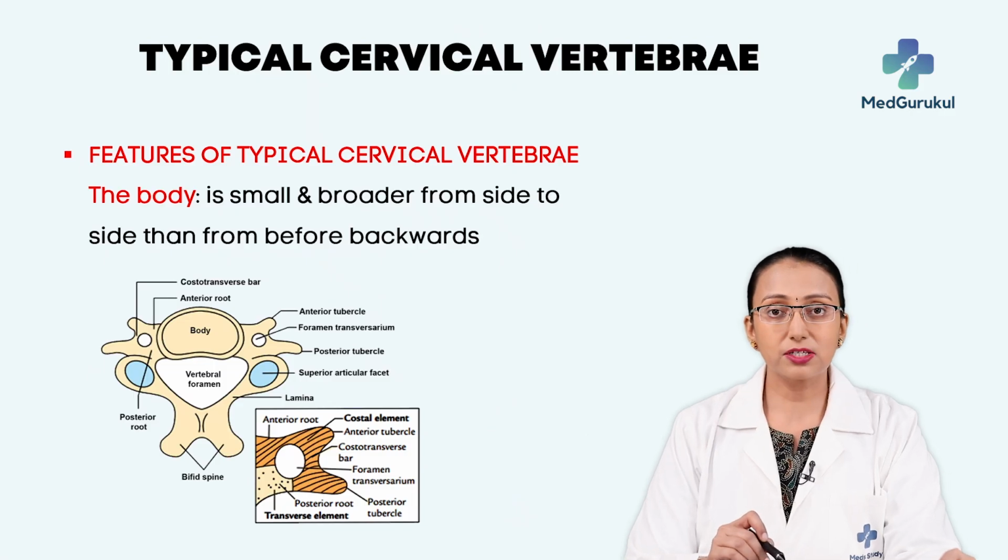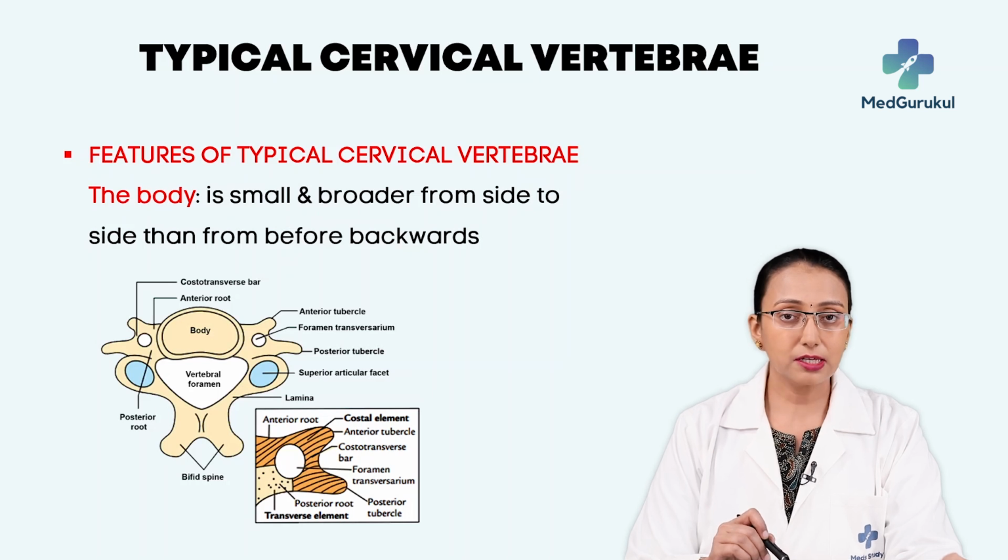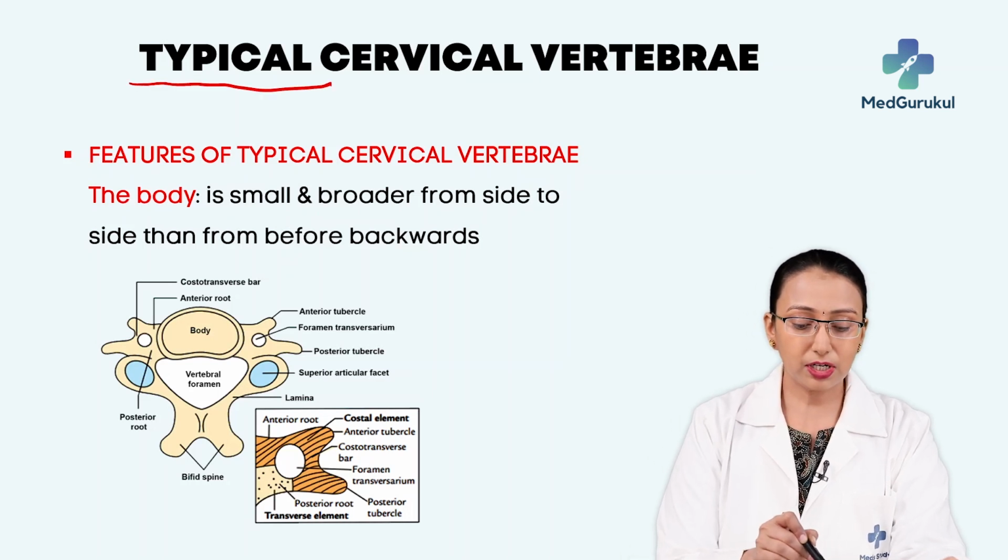Now, coming to the next bone, that is the cervical vertebrae. These cervical vertebrae are 7 in number. Out of the 33 vertebrae in the vertebral column, there are a total of 7 cervical vertebrae, and amongst these there are typical cervical vertebrae which are similar in features, and certain atypical vertebrae which have specific uniqueness. Now coming to the features of the typical cervical vertebrae.